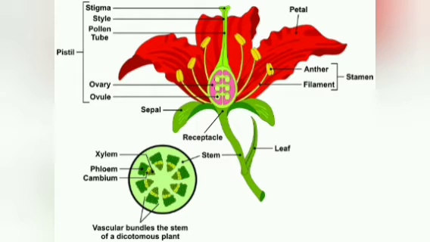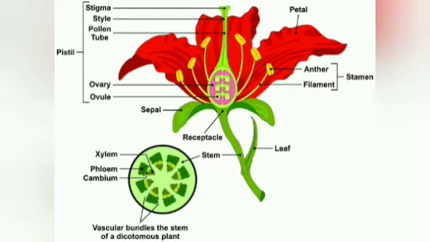The pistil has stigma, style, ovary, and within that we have the ovules, whereas the stamen has anther and filament. Also the stem is being shown here, where I was talking earlier about the xylem in the interior part, phloem in the exterior part, and the cortex area, which is the cambium.